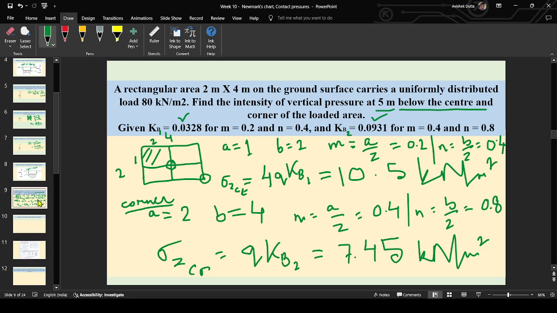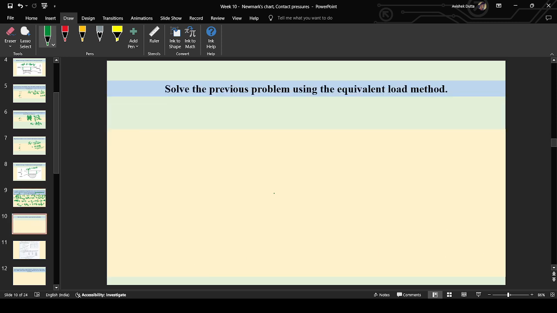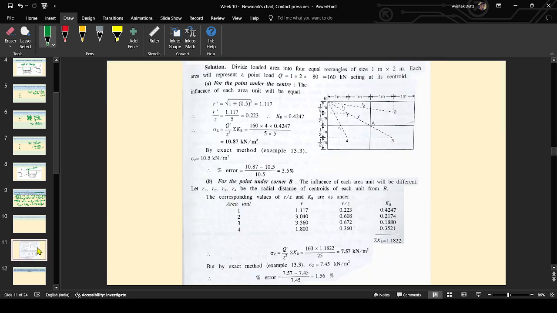Now in the next question I've asked you to solve this sum using the equivalent load method. Using the equivalent load method, you can see the solution over here. For the point under the center, this is part A. The radial distance from the center of each small rectangle is this one. Now I'm not using the m and n ratio, I'm just using the radial distance from each small rectangle. This is 1.117. Now r by z value is 0.223, for which from the table the kb value is 0.4247.